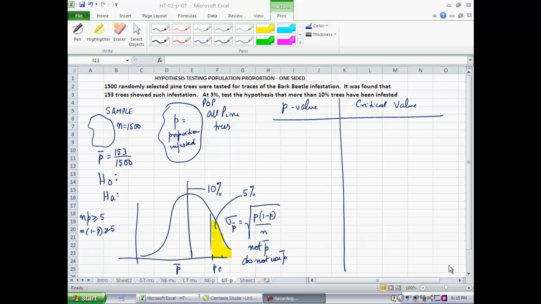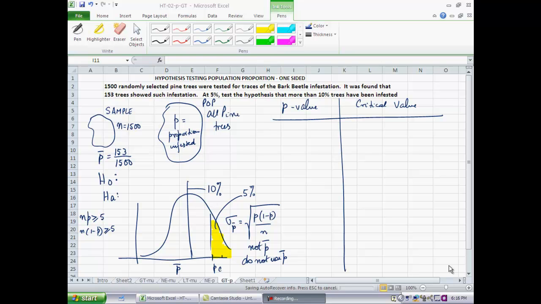In this segment, we'll work a problem on hypothesis testing involving a population proportion, and it will be a one-sided test. So the problem setting is the following. We want to check if a population of pine trees has been infested with the bark beetle infestation. A sample of 1500 randomly selected pine trees were tested for traces of the bark beetle infestation. It was found that 153 trees out of these 1500 showed such infestation. So at the 5% level, test the hypothesis that more than 10% of trees have been infested.